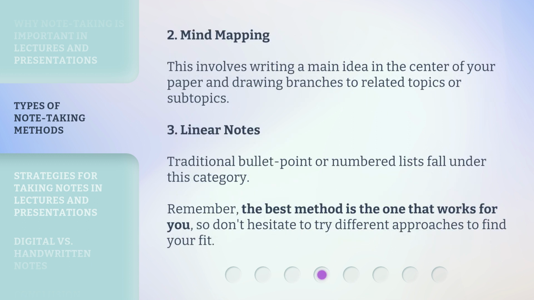2. Mind mapping. This involves writing a main idea in the center of your paper and drawing branches to related topics or subtopics. 3. Linear notes. Traditional bullet point or numbered lists fall under this category. Remember, the best method is the one that works for you, so don't hesitate to try different approaches to find your fit.